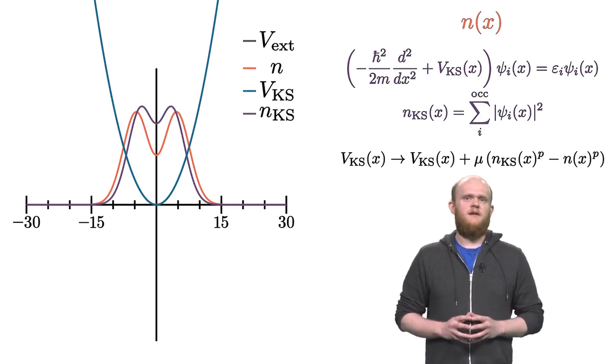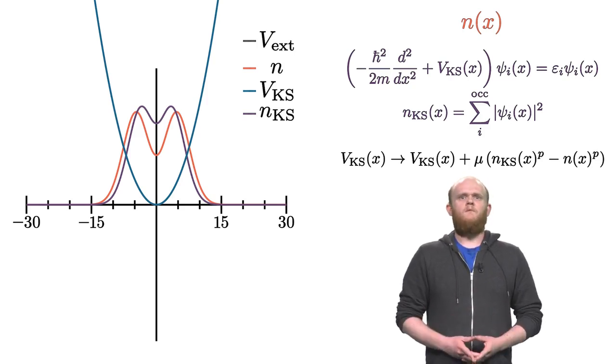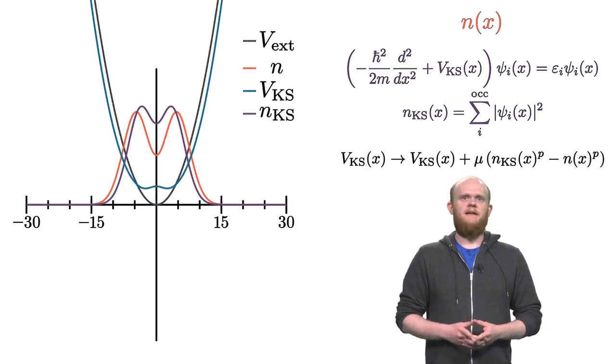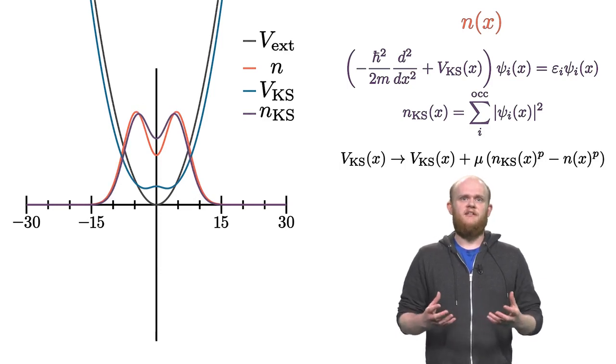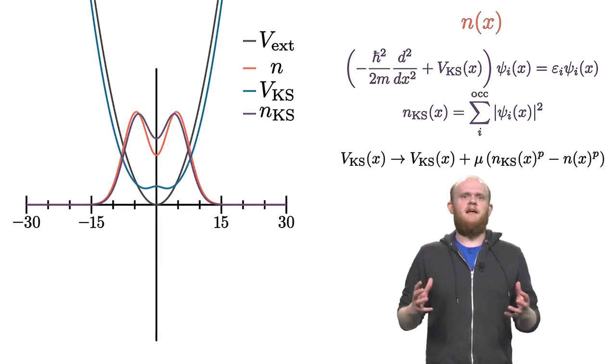Let's perform one step of this algorithm. We see that a small bump appears in between the electrons. We will now see how this changes the Kohn-Sham density by solving the Kohn-Sham equations with this new potential. We see that the effect of this change of the density was to push the electrons slightly apart.